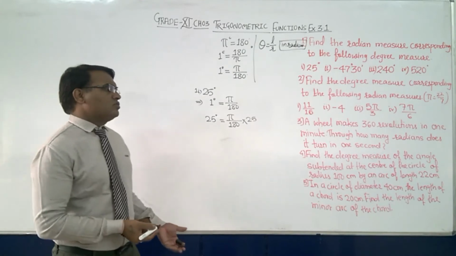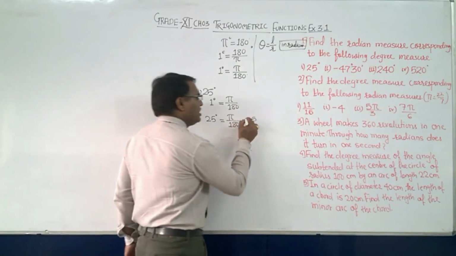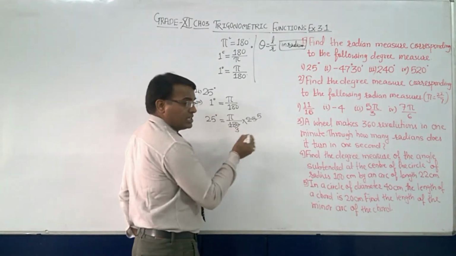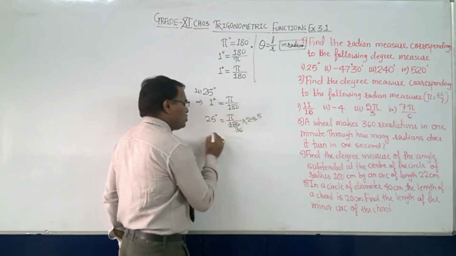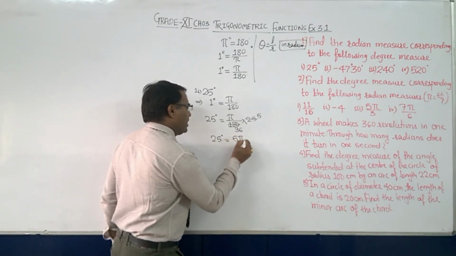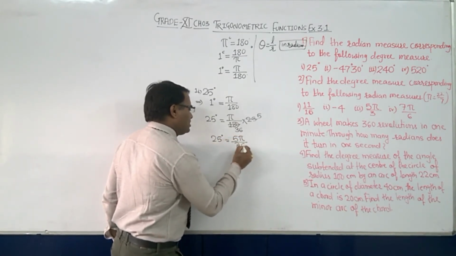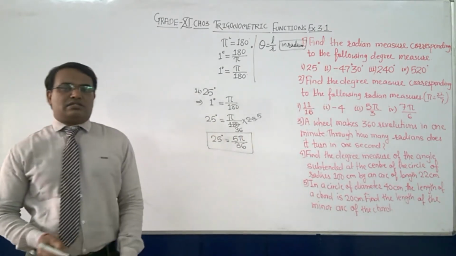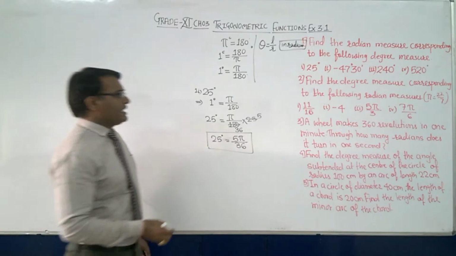Okay, so directly also you can go ahead with this. That is, 5 5s are 25, then 5 3s are 15, 30 remains, then 5 6s are 30. So your 25 degree is equal to 5 pi upon 36 radians. Okay, this is the answer. Now, what is the second?